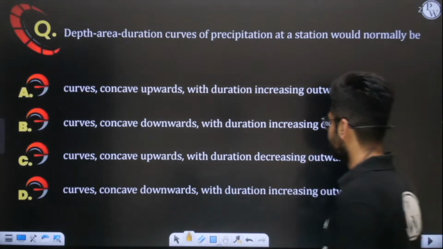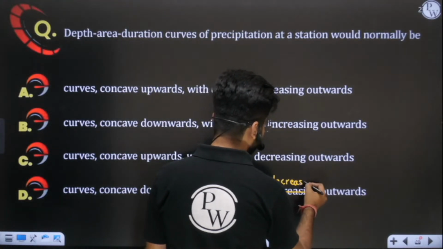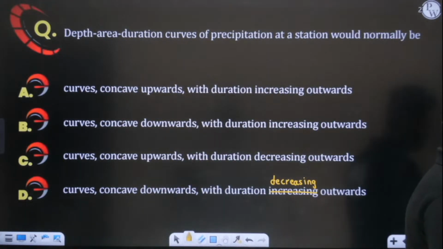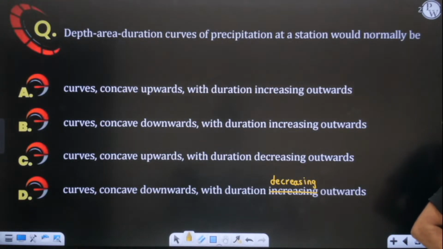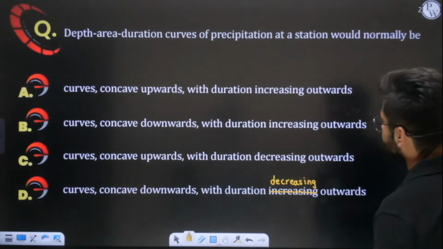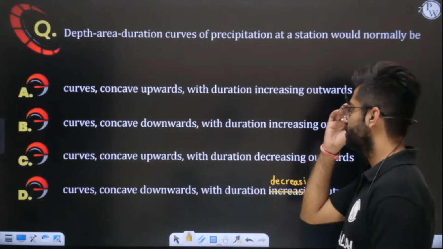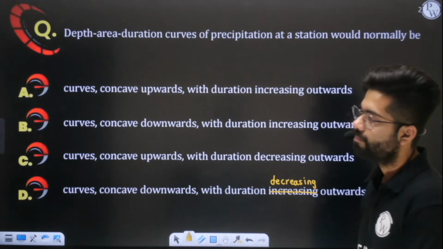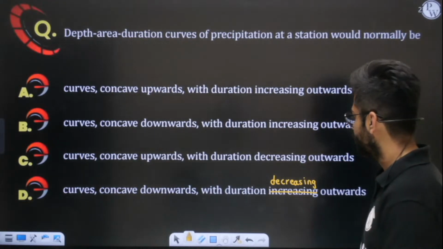Wait, one problem is there. Here you have to make it decreasing, otherwise B and D options will be the same. Now tell the answer to this one. From the upward side, they are convex, and from downwards they are concave. Yes or no? Sushil is saying C is the answer. Let me see if you are correct or not.